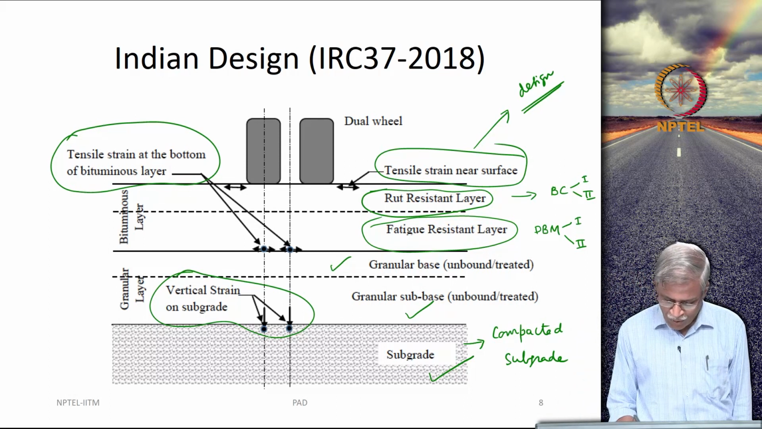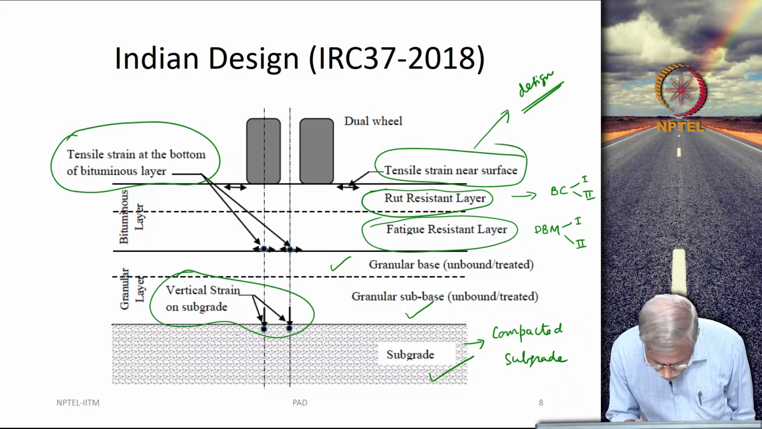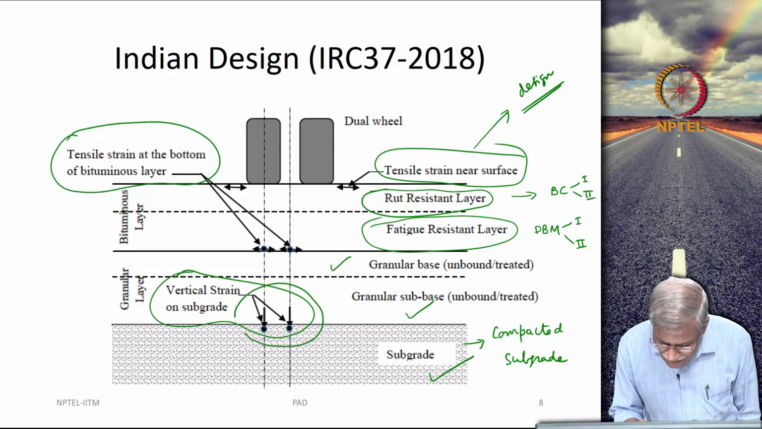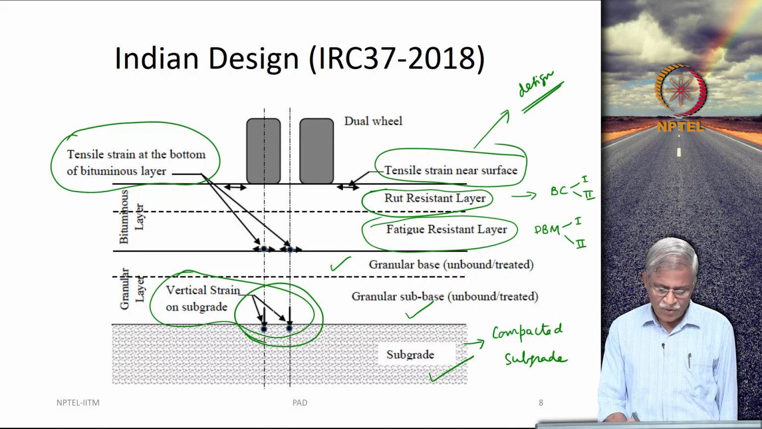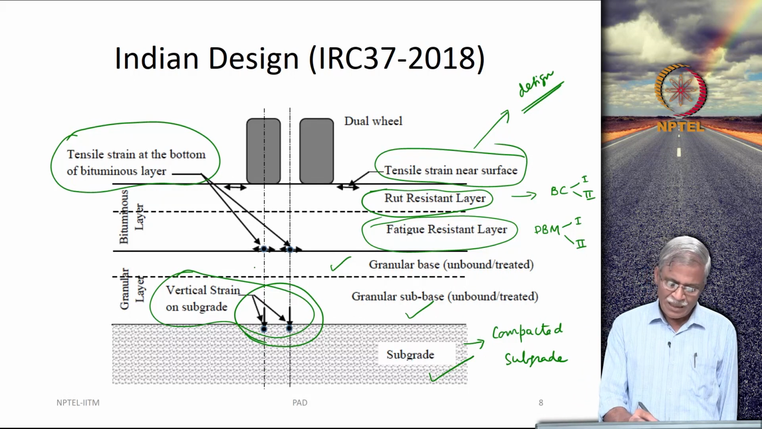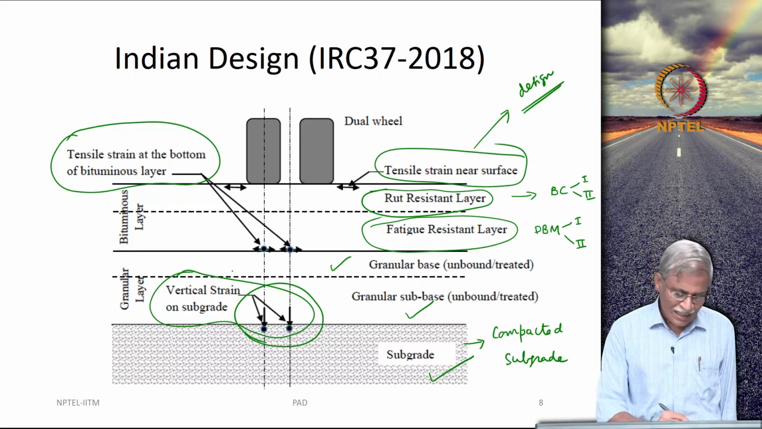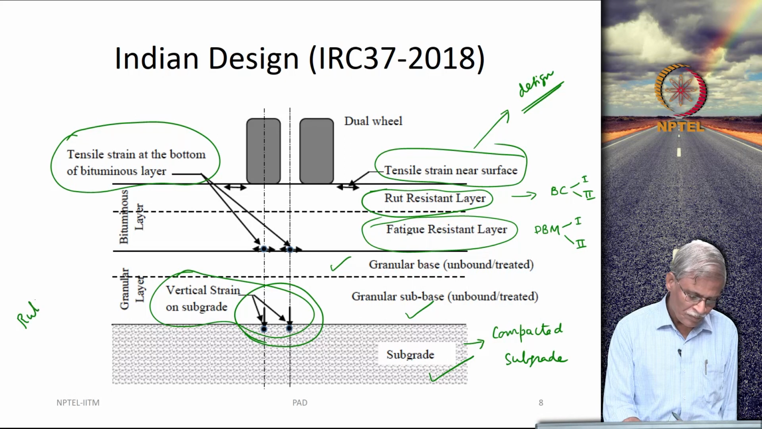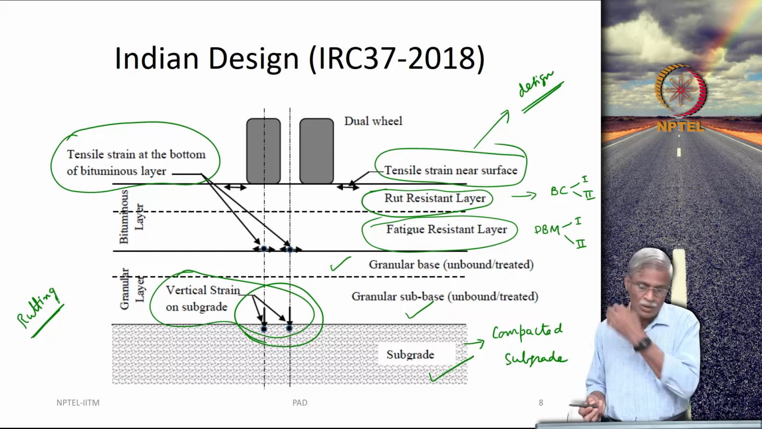So, first and foremost thing is, there is a common perception that this vertical strain that you see here, whatever that strain means, if it is limited, there will not be any failure related to rutting. We will see what are those rutting and fatigue as we go along.